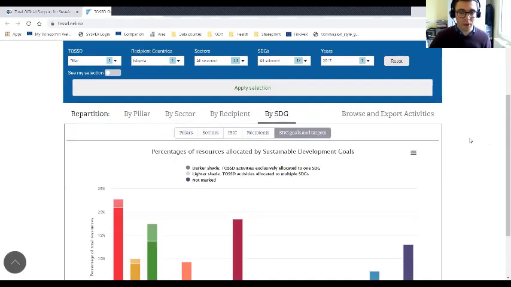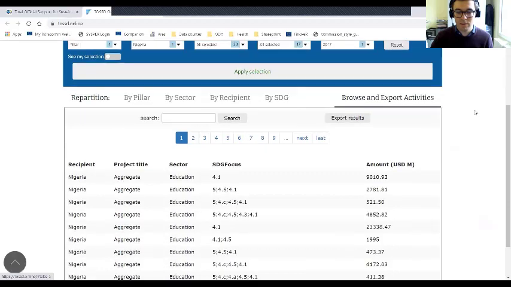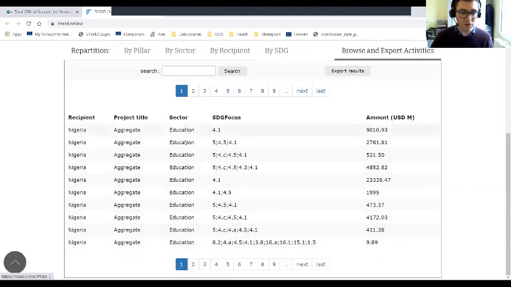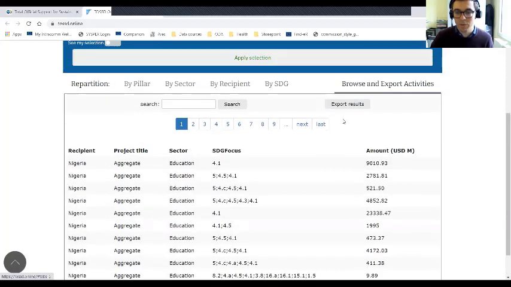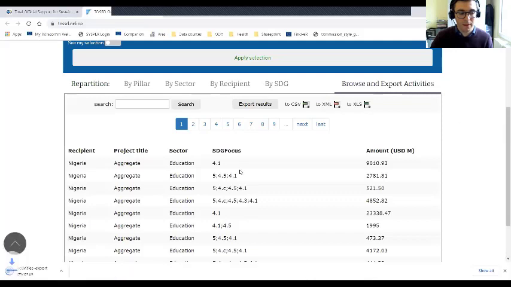But perhaps the most interesting part about the online data tool is that for each country, for each selection that you make, you can also browse and export activities. So you can really go down to the activity level, much in the same way as IATI does. Again, finding this middle ground between the different standards already out there. So if you click on that, you get a list here, but this is not very useful because it only shows you about 10 results on one page. So it's better to export the results to an Excel file, for example. Then it will download it.